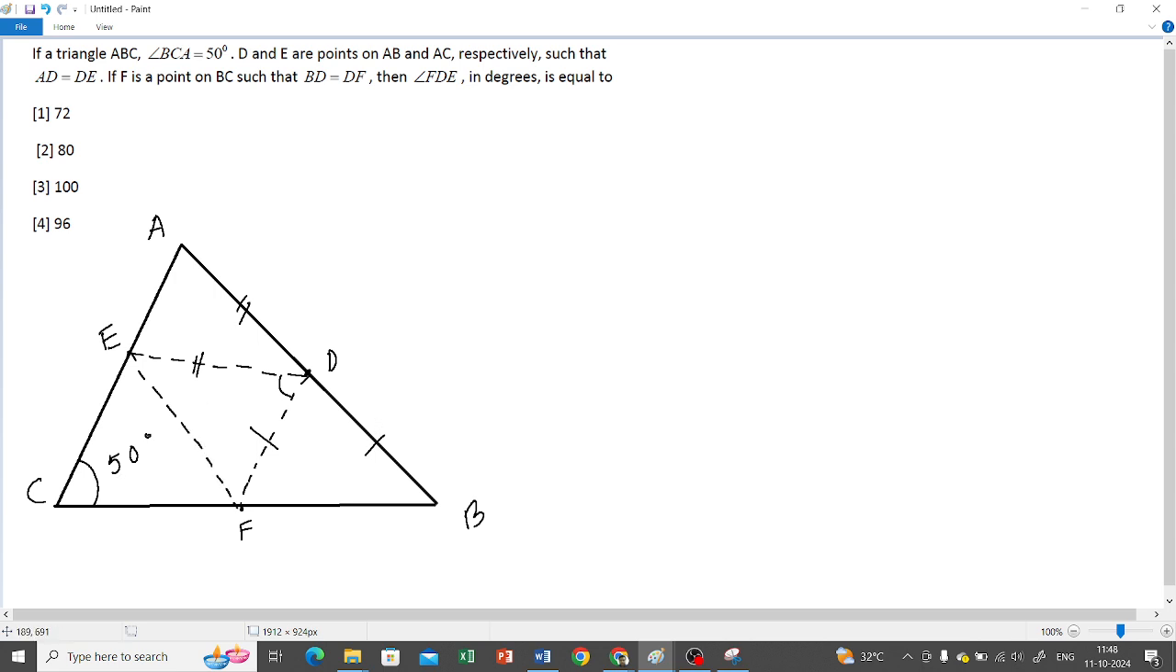Okay, so now you see this is 50 degrees, এবার আমাকে সব angles বার করতে হবে, FDE I need to find out. So see, ADE is an isosceles triangle, right? ADE is an isosceles triangle. So if this is X, this will also be X. Base angles are equal.